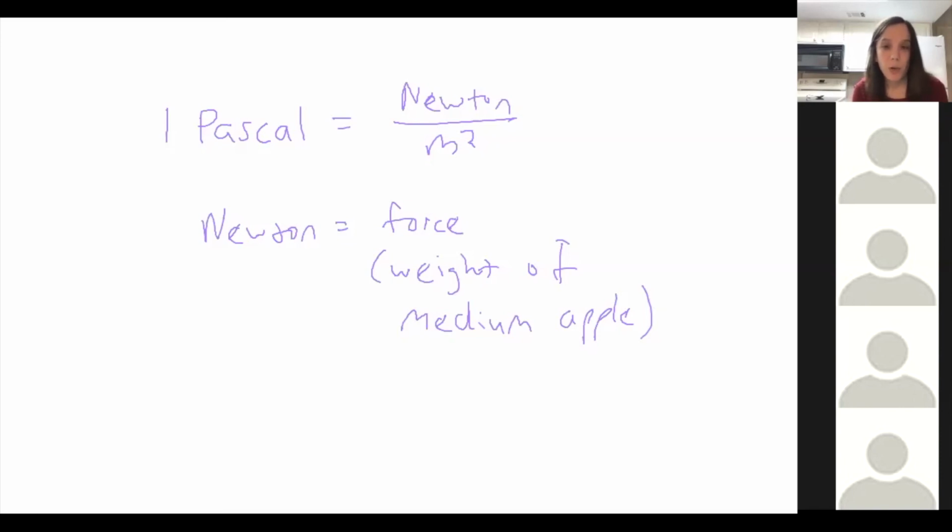But they named the Newton in honor of Isaac Newton after he had died. So this is just a coincidence that it is the weight of a medium-sized apple. So it's about 1/4 pound or so. So not a whole lot of force, not a lot of weight, but that's what a Newton equals. And as I said before, PSI is pounds per square inch. Not as commonly used in chemistry, but it is very commonly used in the United States especially.